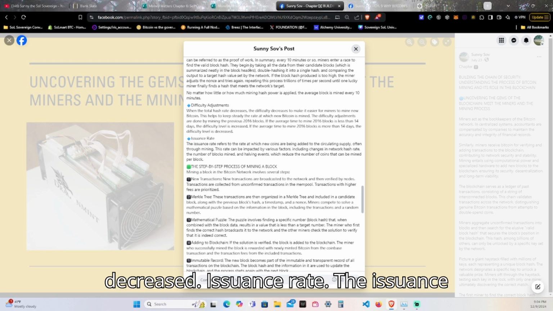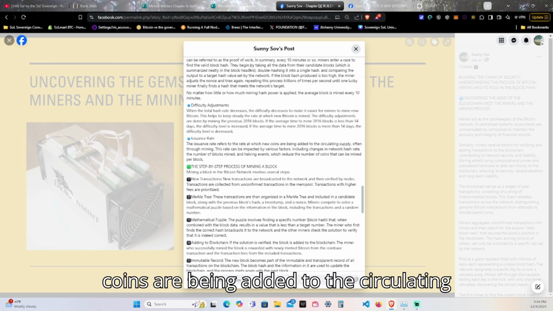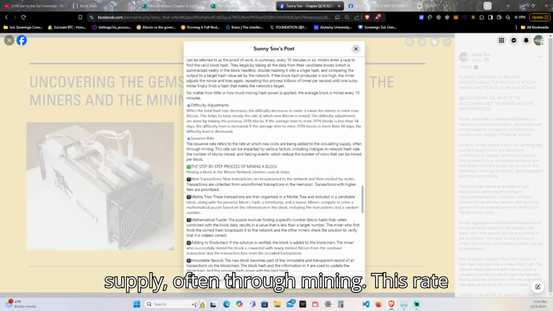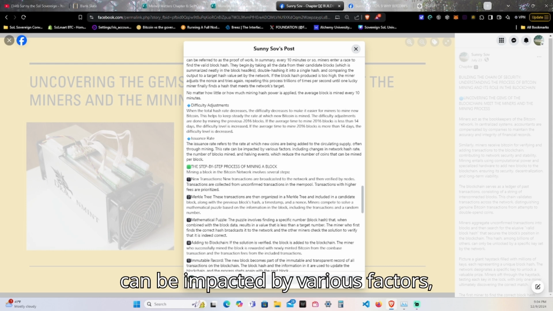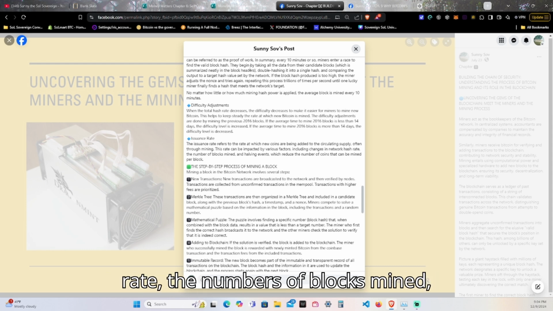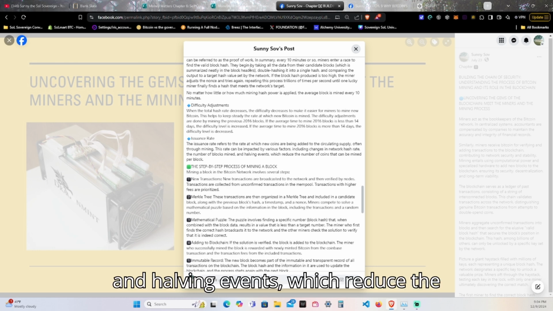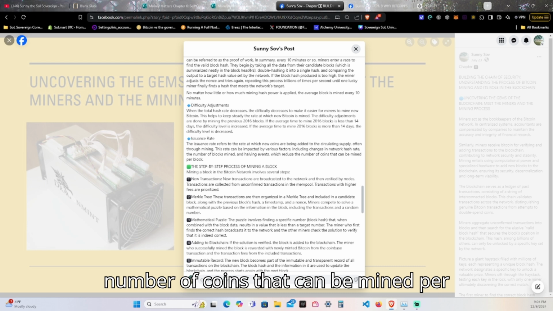Issuance rate. The issuance rate refers to the rate at which new coins are being added to the circulating supply, often through mining. This rate can be impacted by various factors, including changes in the network hash rate, the number of blocks mined, and halving events, which reduce the number of coins that can be mined per block.